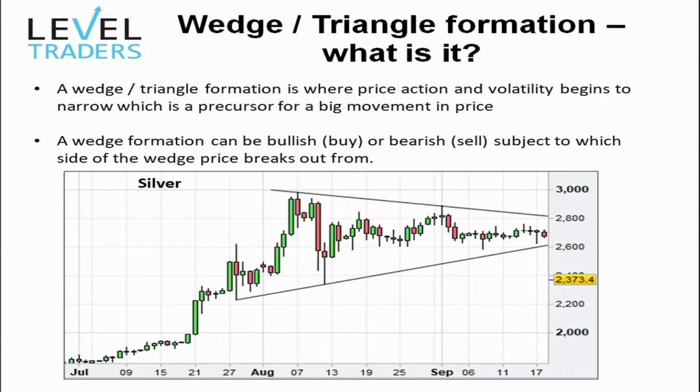So a wedge and triangle formation is where price action and volatility begins to narrow before a big movement happens in price. A wedge formation can be bullish or bearish, it really depends on which side of the wedge price breaks from. Now I've got an example here using the silver chart. This is a daily chart between July and September 2020.